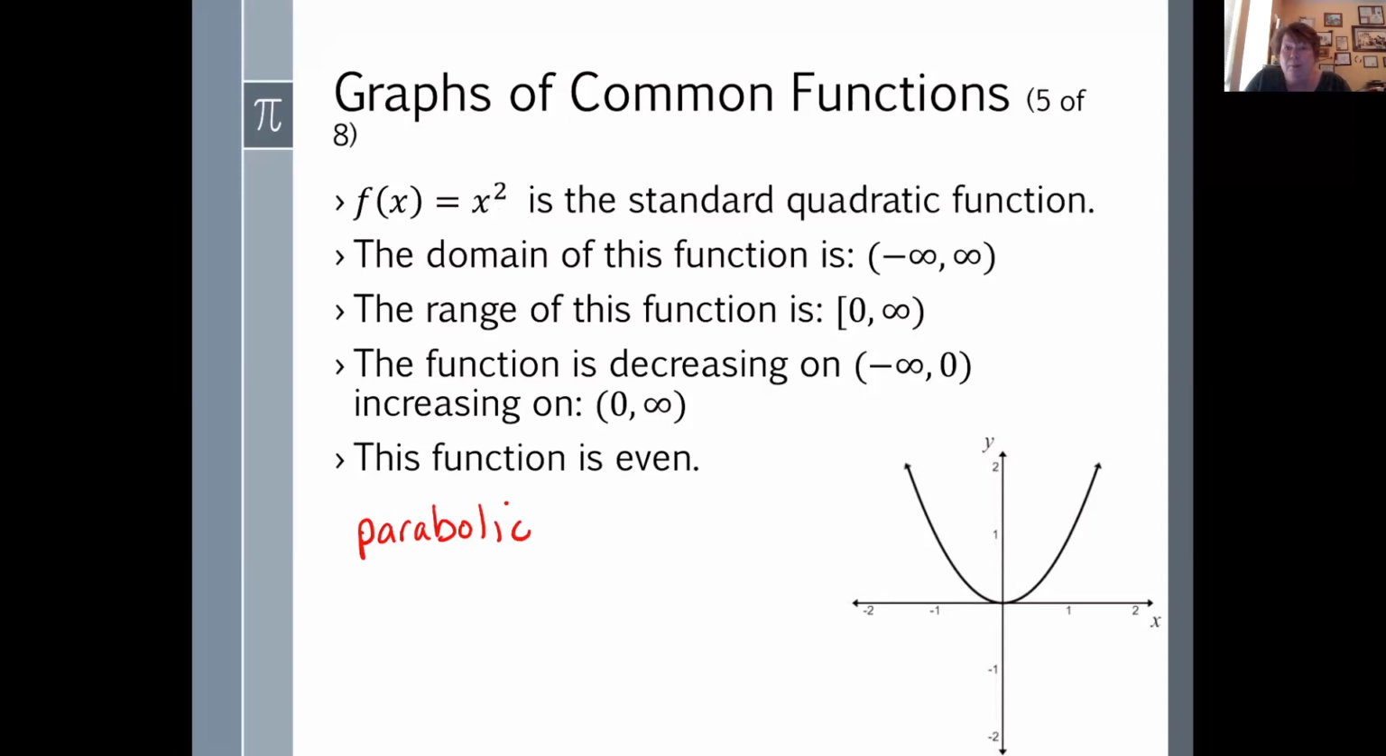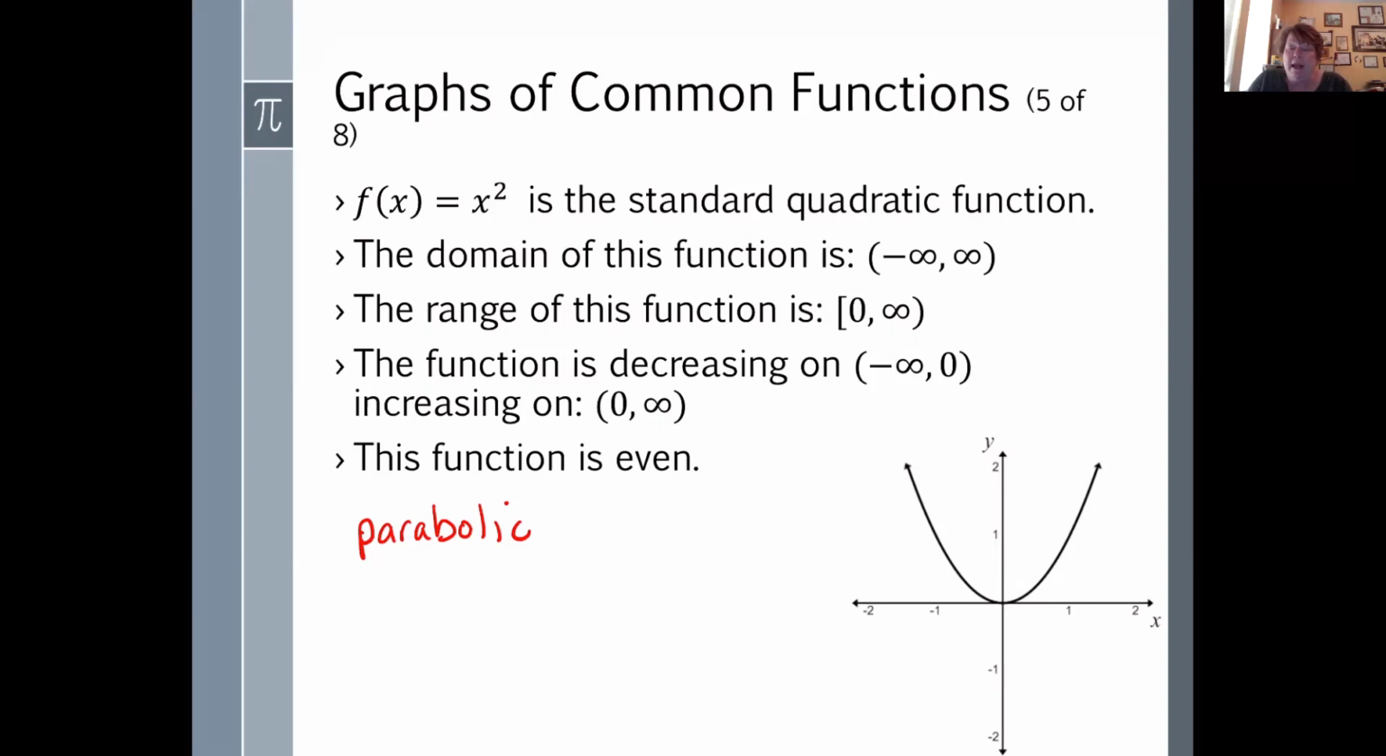You can't input a real number into this function and get a negative. You can't do it. So the range is the set of non-negative numbers. And the way we write that is from 0 to infinity, including 0. If you input 0 into this function, you will output 0. Any other input, the output is going to be a positive number.